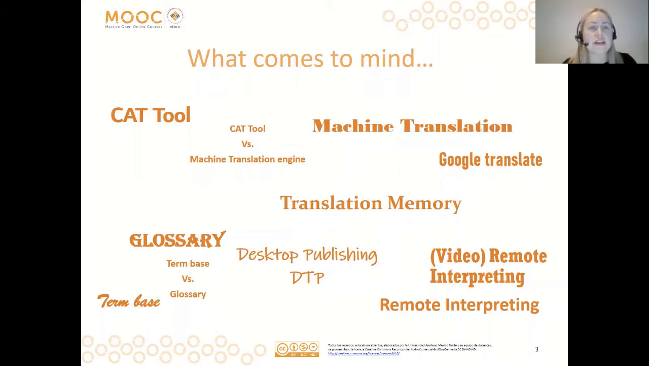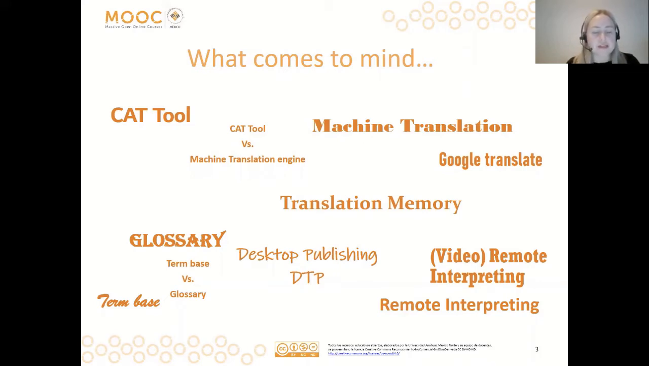We'll be defining in this session all these different terms, but just taking a look at some of them for a moment. We can see CAT tool and machine translation, and right in the middle of those two we have CAT tool versus machine translation or machine translation engine. We'll be having a look at that. We'll also be looking at translation memories that are up there as well. We'll be looking at what they are, how they function, what they look like in real life.